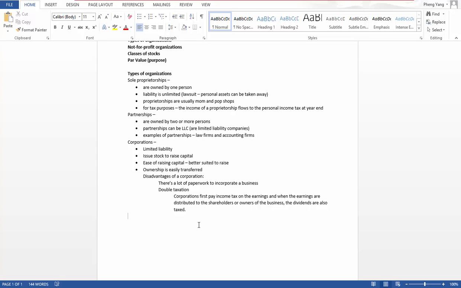Within types of organizations, we also have types of corporations. So this one would be for profit, okay? If you do go on to obtain your bachelor's degree in accounting, you will have to take a not-for-profit class.